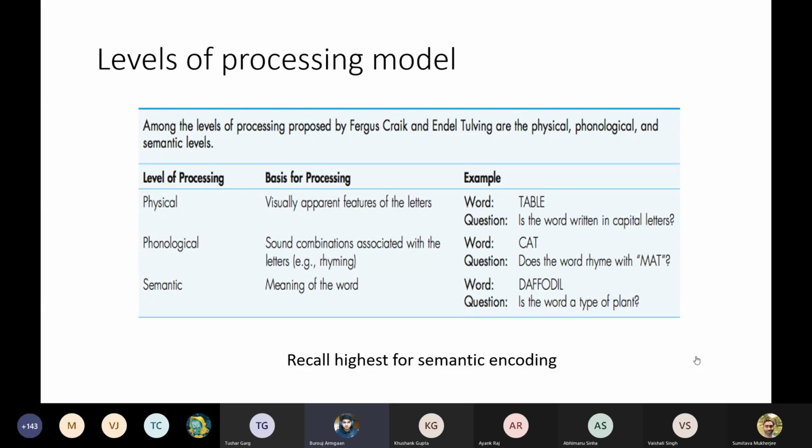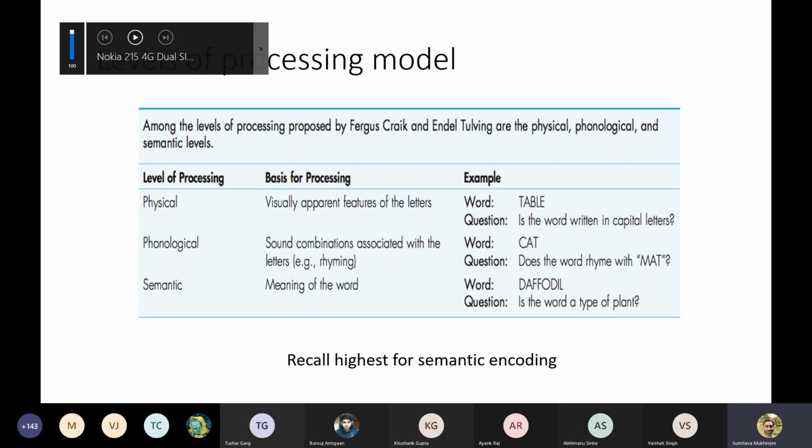So it suggests that if we understand something, then there is a greater chance of us remembering it for a long time. Can you repeat that? I don't think everybody heard that properly. Hello?